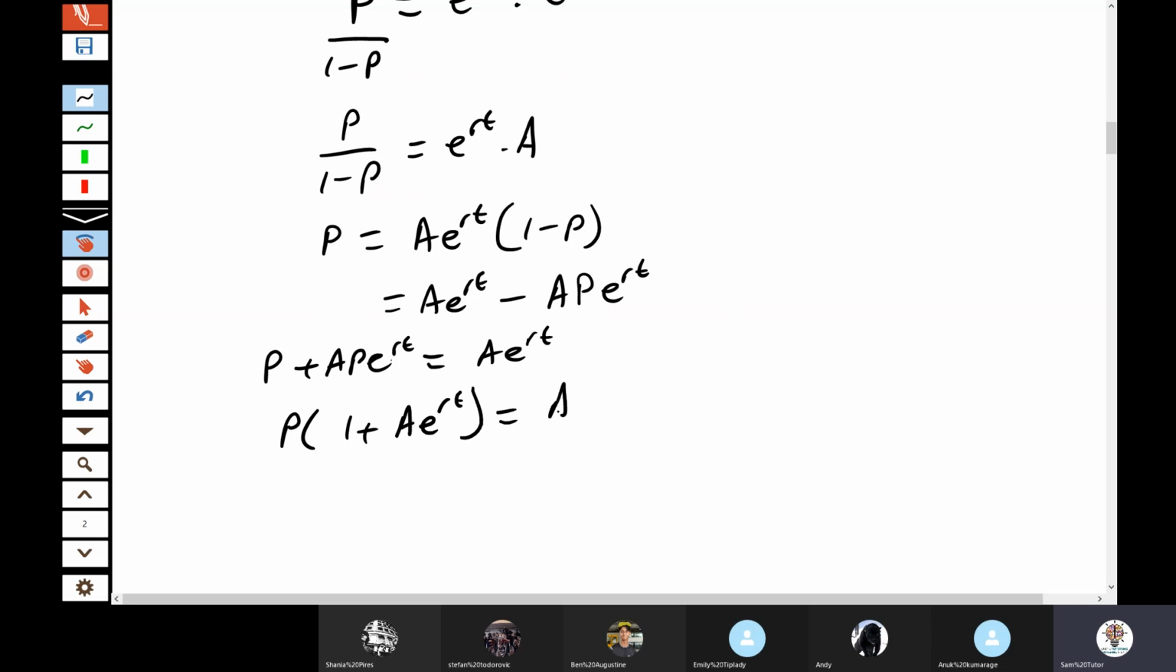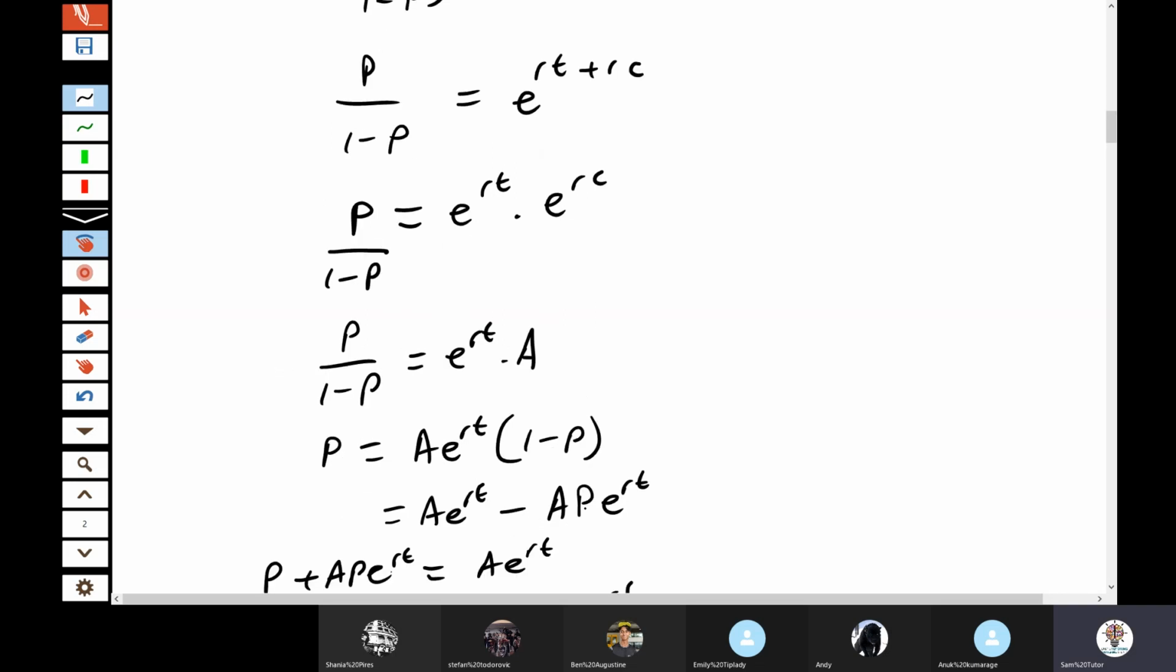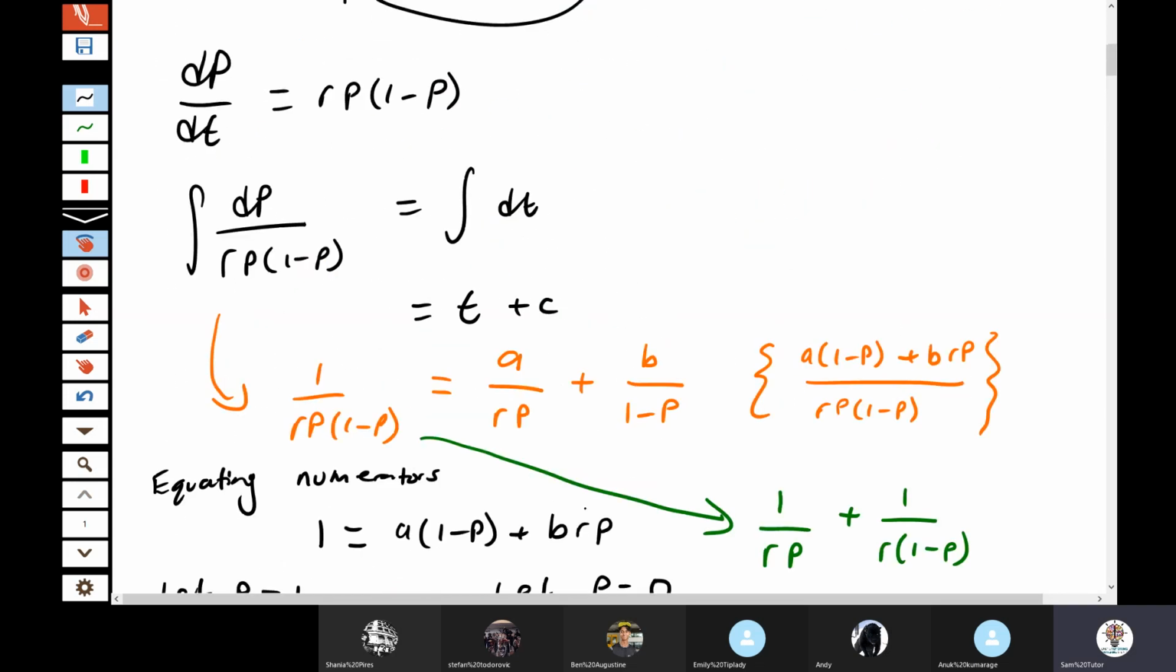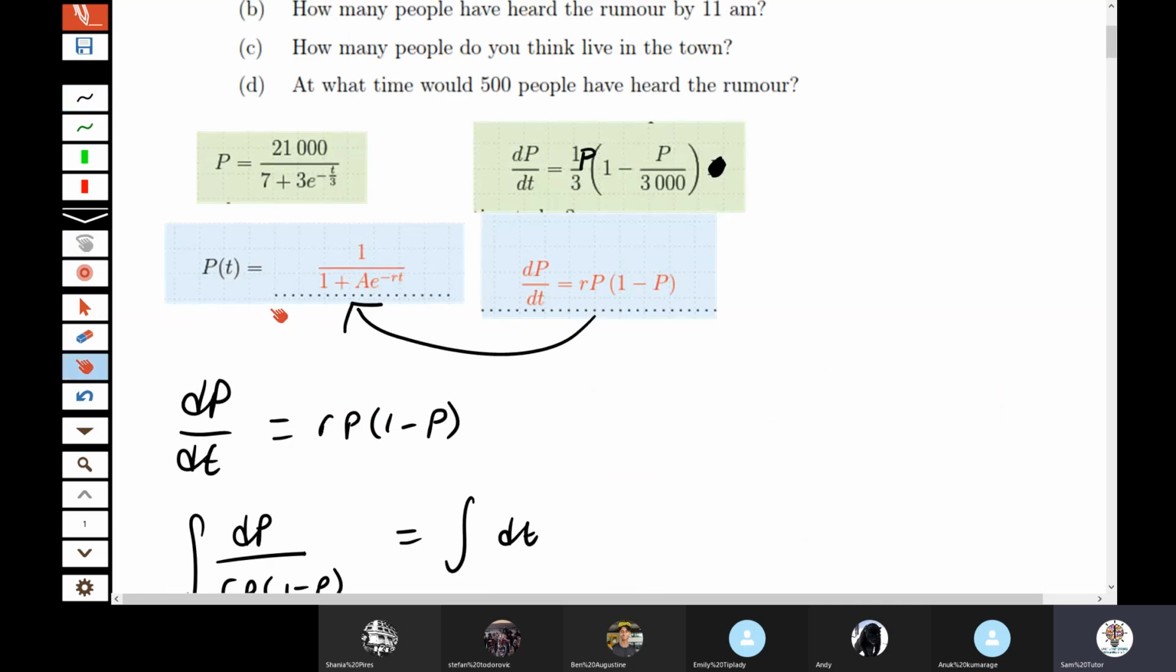P times (1 plus AERT) equals AERT. So P equals AERT on 1 plus AERT. Very, very close. We can't have the T on the top and the T on the bottom. So look at it. Wait. Where is it? There it is. They look more like 1 on A E to the negative RT. What the hell? Negative. Okay.